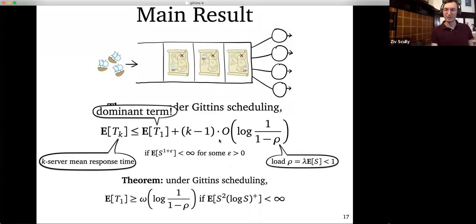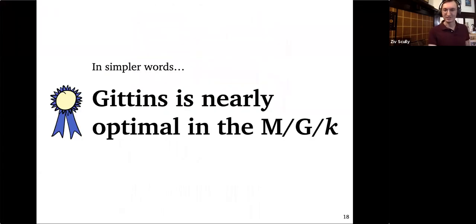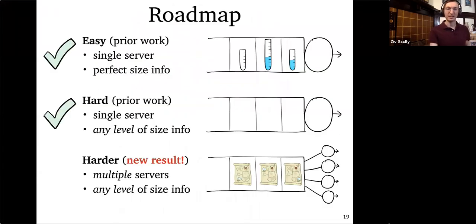And actually, I wrote a big O here. We do have an explicit formula. It just uses some notation that I didn't want to take the time to define because this is the main idea. Okay, so that's our main result, which says that the Gittins policy, which was optimal in a single server, is also optimal in multiple servers.